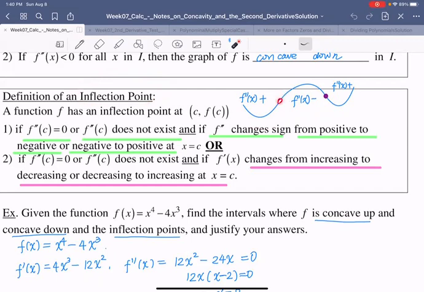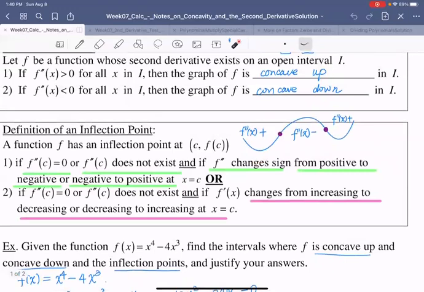The inflection point is calculated by making your second derivative equal to 0. We mentioned earlier, second derivative positive, concave up. Second derivative negative, concave down. This is the point changing from concaving up to concaving down. This is the inflection point. So far, any questions?